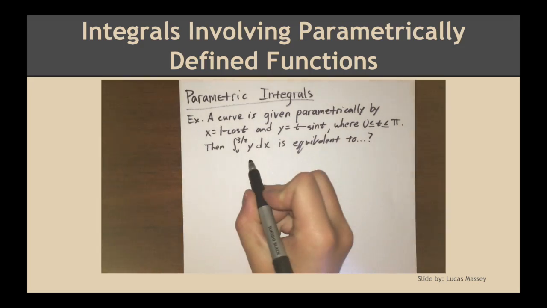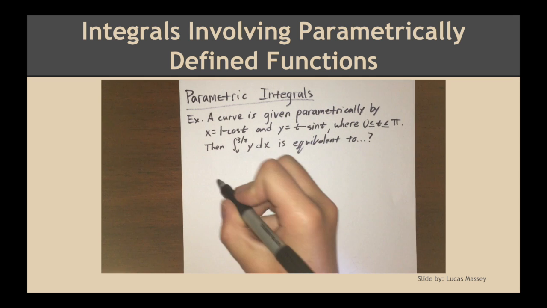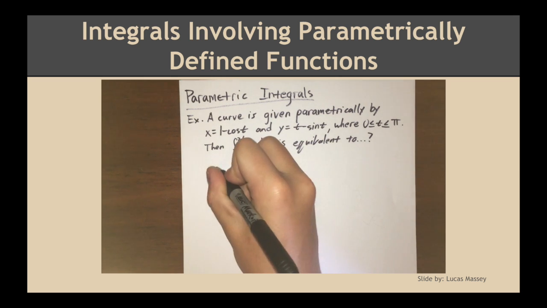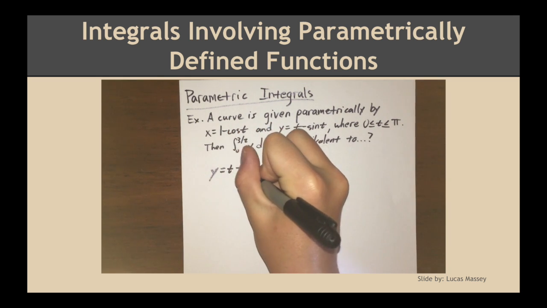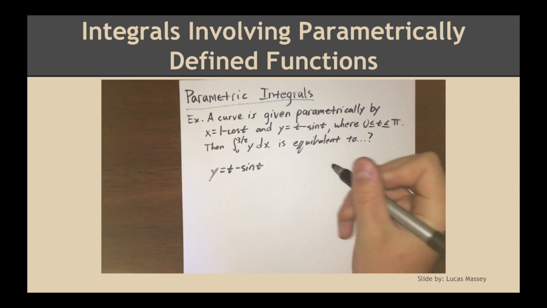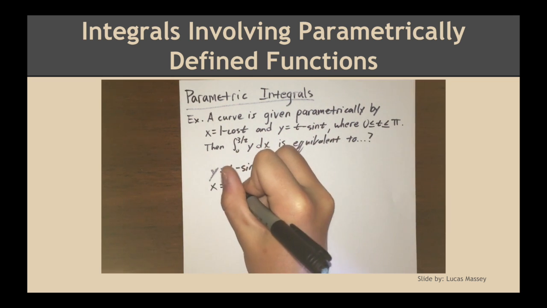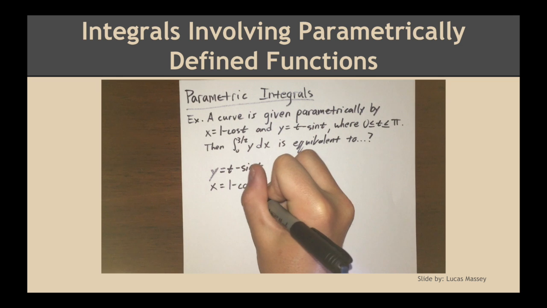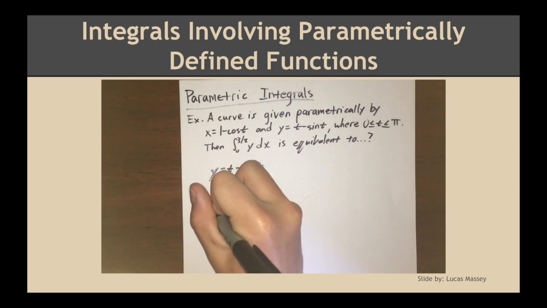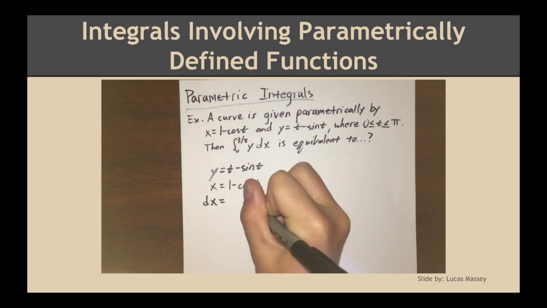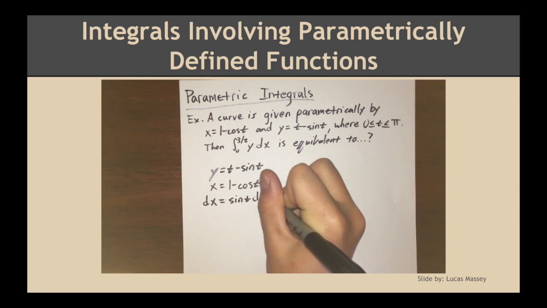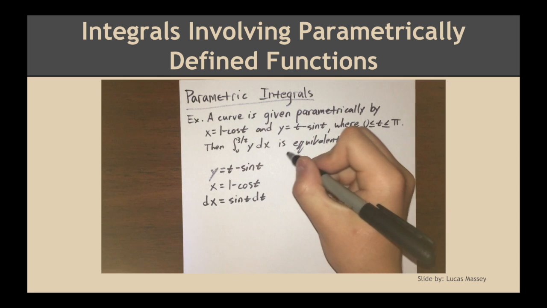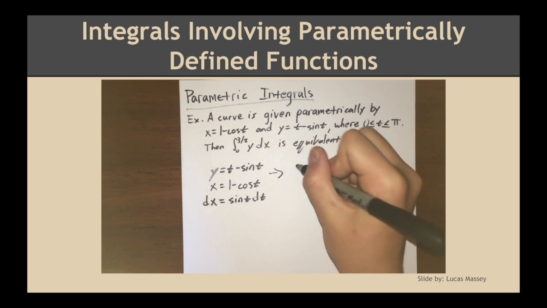Integrals involving parametrically defined functions. This example uses a curve given parametrically by x equals 1 minus cosine t and y equals t minus sine t, where 0 is less than or equal to t and t is less than or equal to pi. We're trying to find an equivalent integral to the given integral y dx from 0 to 3 halves. First, we have to find dx because it is given in the given integral. This comes out to be sine t dt.